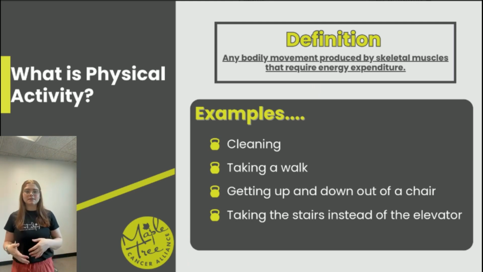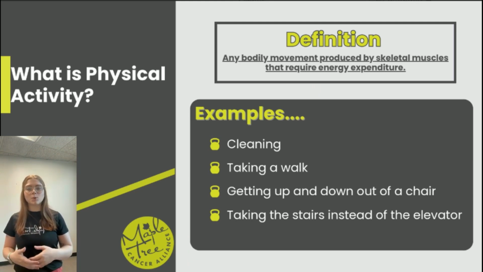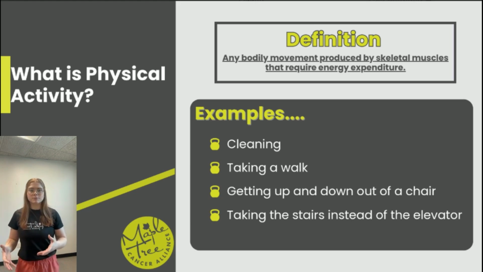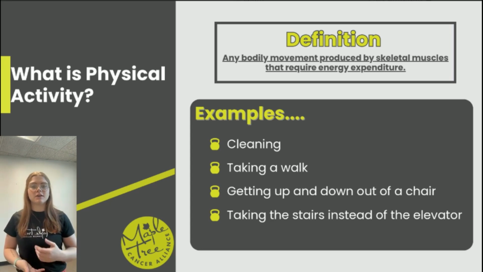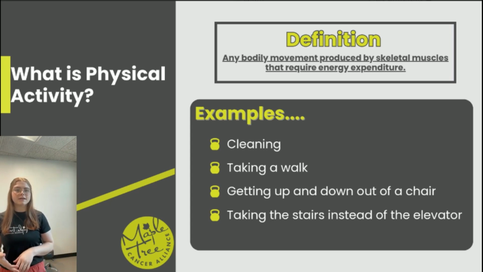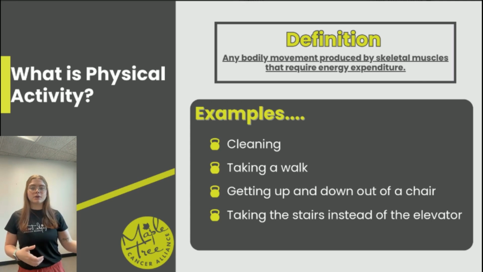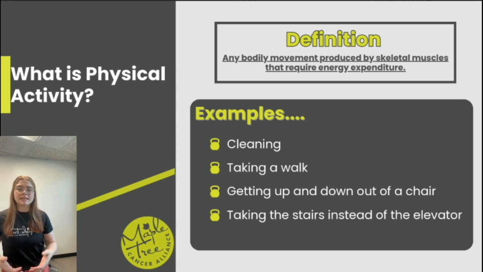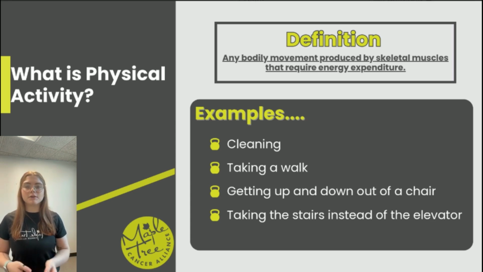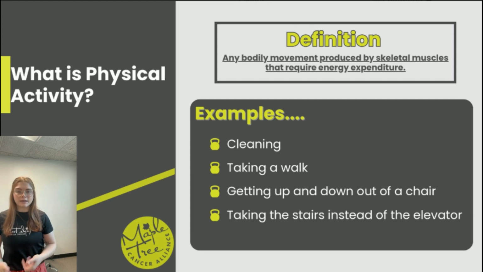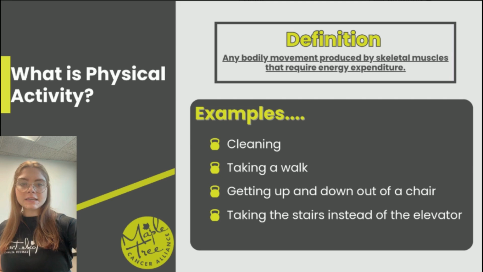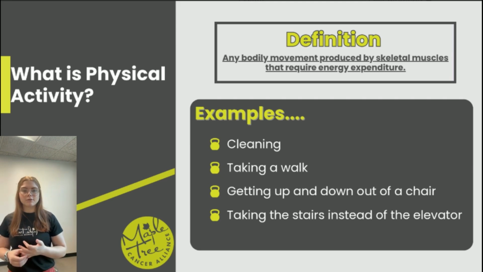Physical activity is any bodily movement produced by the skeletal muscles that require energy expenditure. This could be small muscle groups, it could be large muscle groups. Some examples of physical activity are taking a walk, taking the stairs instead of the elevator, maybe parking further away at your appointment or at the grocery store, getting up and down out of a chair, and cleaning. Think of taking the trash out, making your bed, vacuuming, putting the dishes away, emptying the dishwasher. Again, physical activity is any bodily movement produced by the skeletal muscles that require energy expenditure.